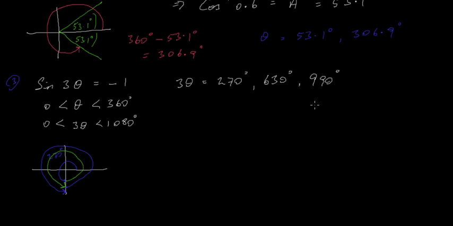But remember, we want to solve for theta. We want to find out what theta is, not 3 theta. So that would mean we need to divide everything by 3. So divide this by 3, that will give us our theta. That's perfect. Divide this here by 3 and we'll get 90 degrees. Divide this by 3, we'll get 210 degrees. And divide 990 degrees by 3 and we'll get 330 degrees. So these are our thetas, and that's it really.